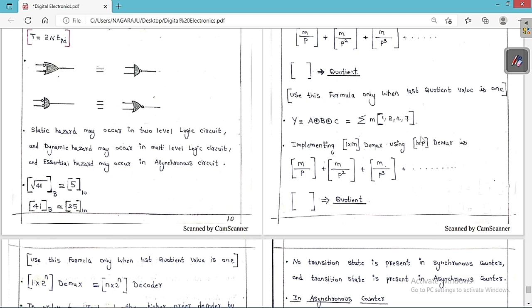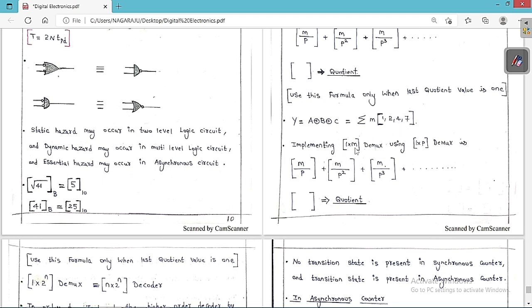If you are writing in terms of maxterms, you have to write pi capital M of. So pi capital M is product, pi means product. So pi capital M of the remaining zeros means wherever the zeros are there, you have to write those maxterms here.